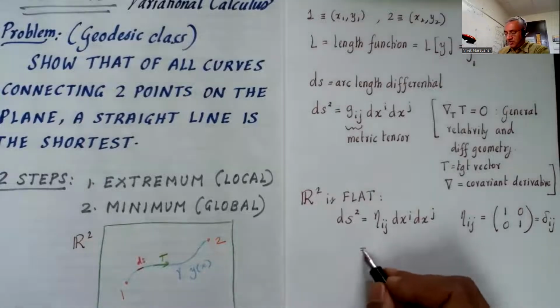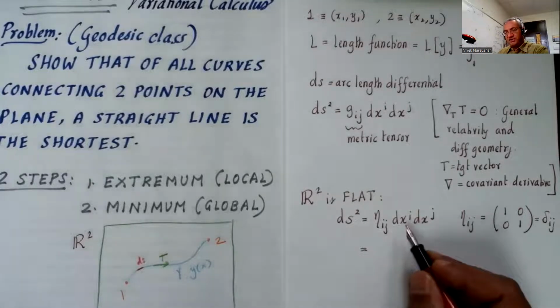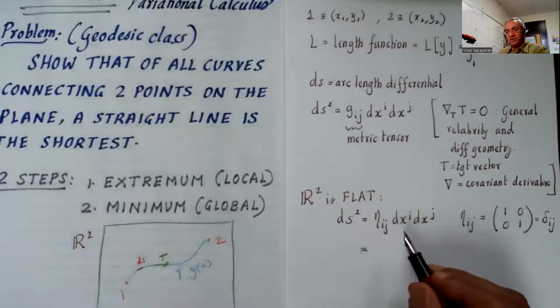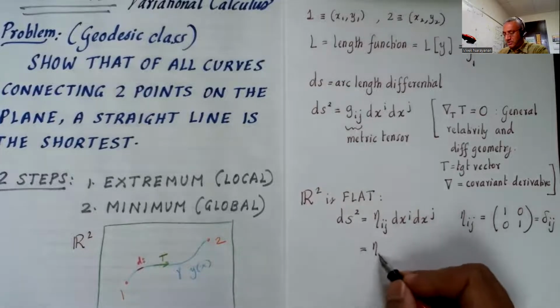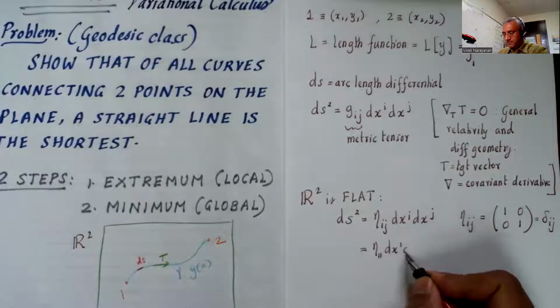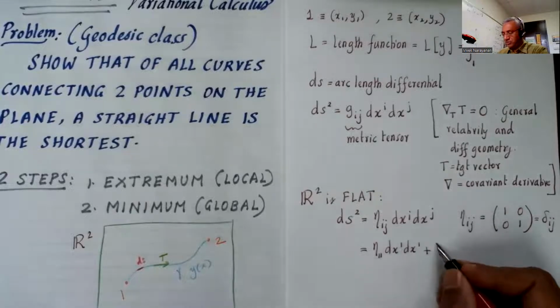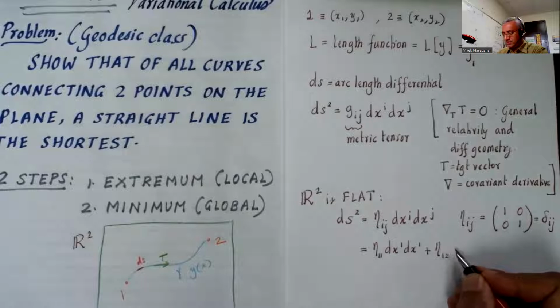Well, what does that mean? Normally, this would have four terms: dx1 times eta 1. Let me just go ahead and write that. The summation notation of Einstein is used, so we sum over repeated indices.